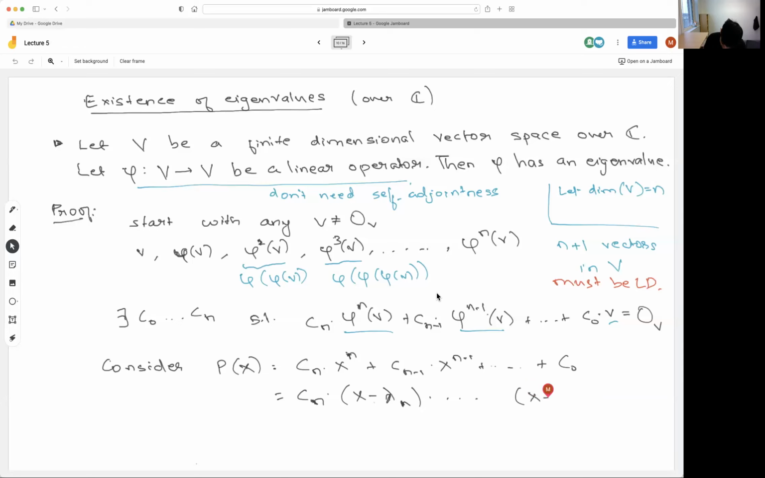These are just my names for roots of the polynomial. Okay. Any questions about this so far? Yeah, I just said there is some linear combination which is 0, and I just used that linear combination to define a polynomial.